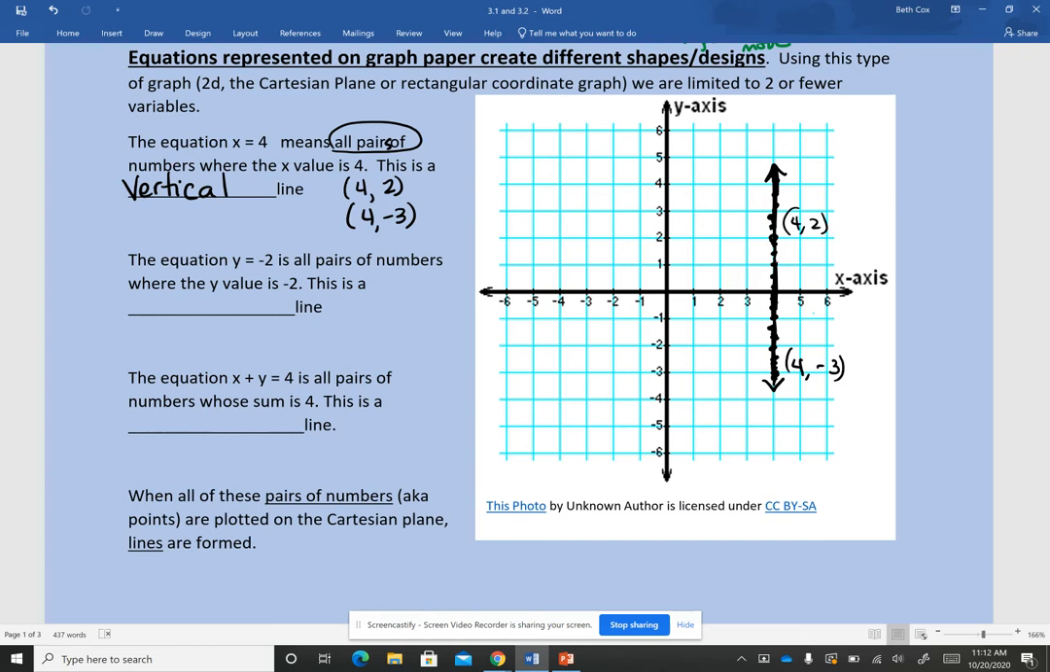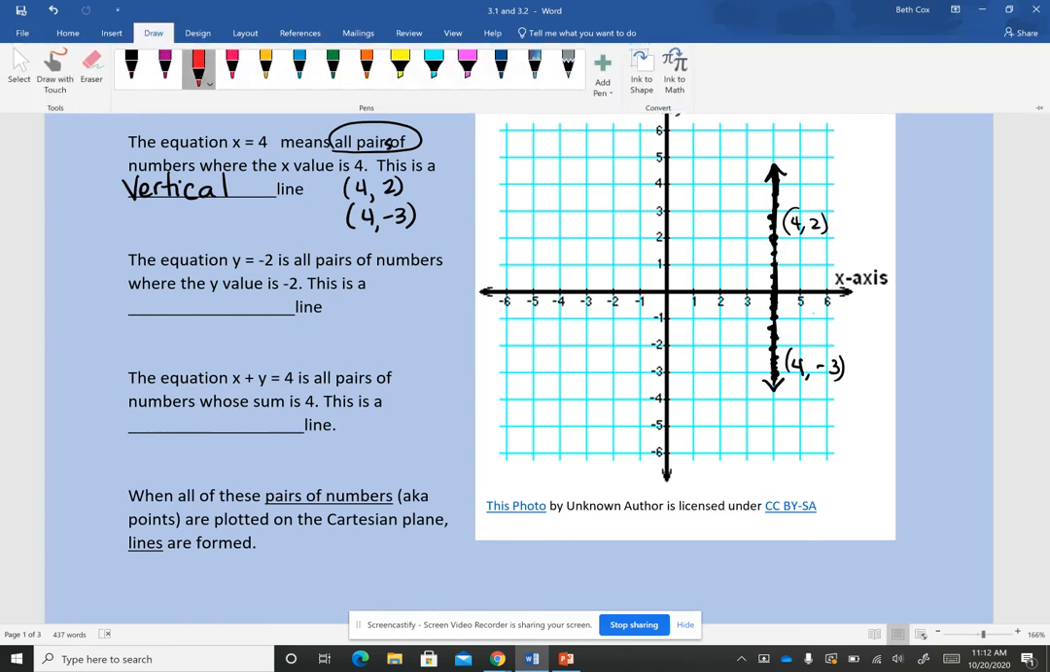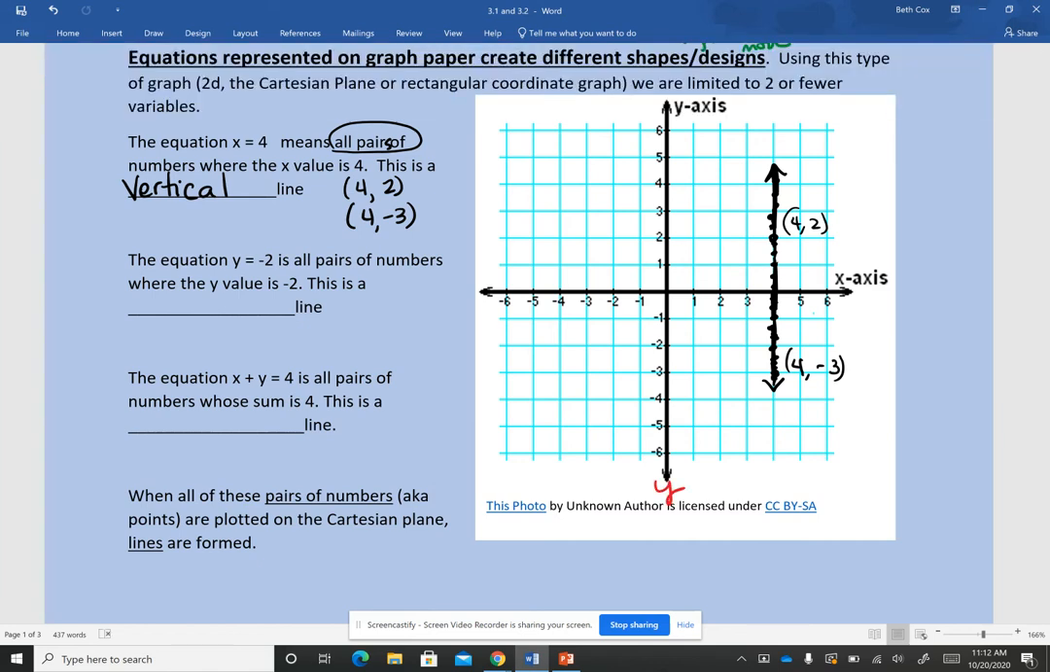Okay. All right. So now let's look at the next one. The next one says the equation y equal -2 is all pairs of numbers where the y value is -2. Okay, so now remember this is the y value here. And so y value of -2, let's just get random. So how about, oh, I can't put 8 on here. That's too big. So let's do 5 and let's do -3. Okay, so those are two just randomly picked points. 5, -2 is here, and -3, -2 is here.